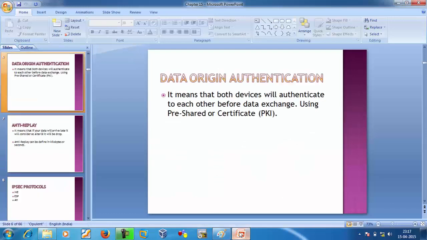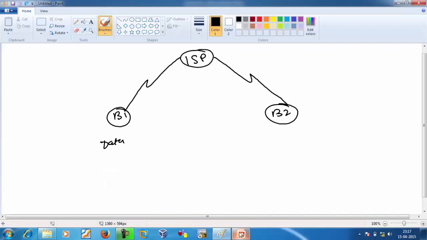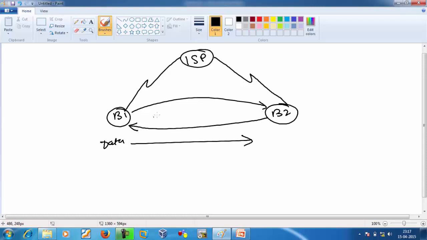Next one is data origin authentication. What is data origin authentication? It means both devices will authenticate to each other before data exchange using a pre-shared key or certificate. To understand it, when the data exchange happens, before that branch 1 will authenticate to branch 2 and branch 2 will authenticate to branch 1.